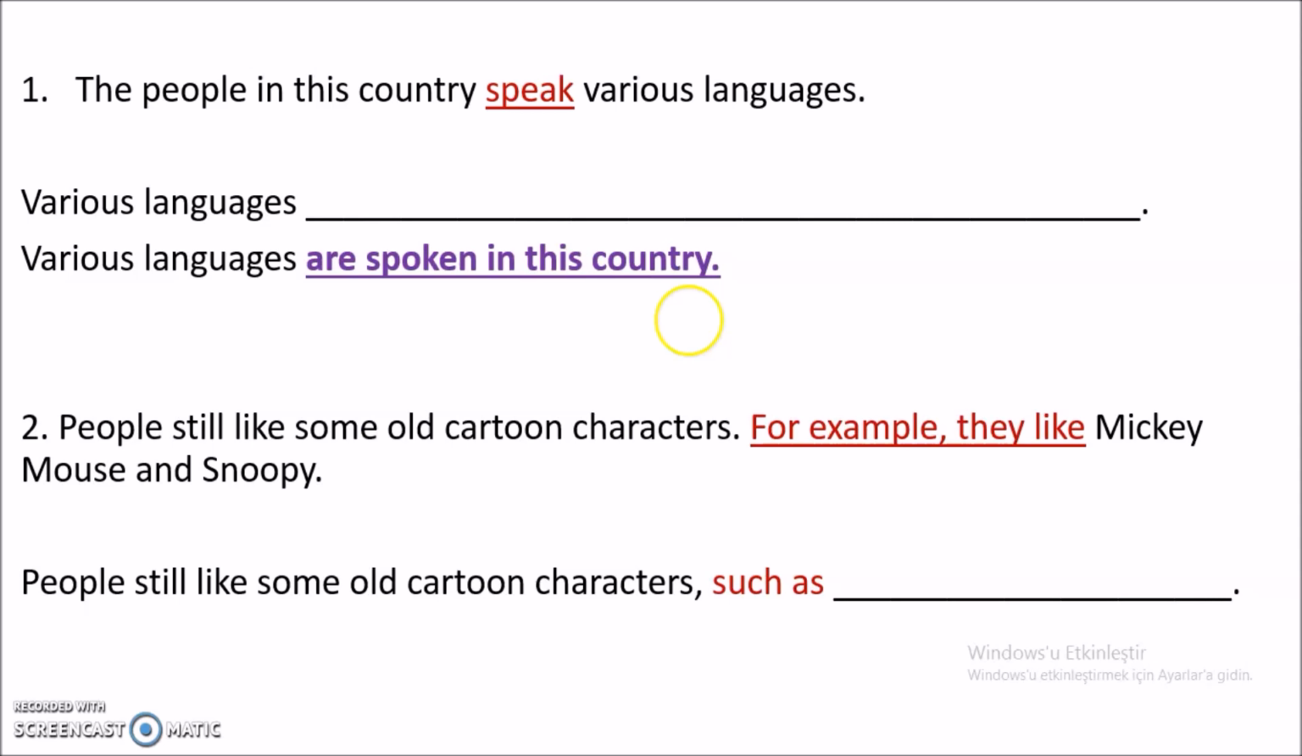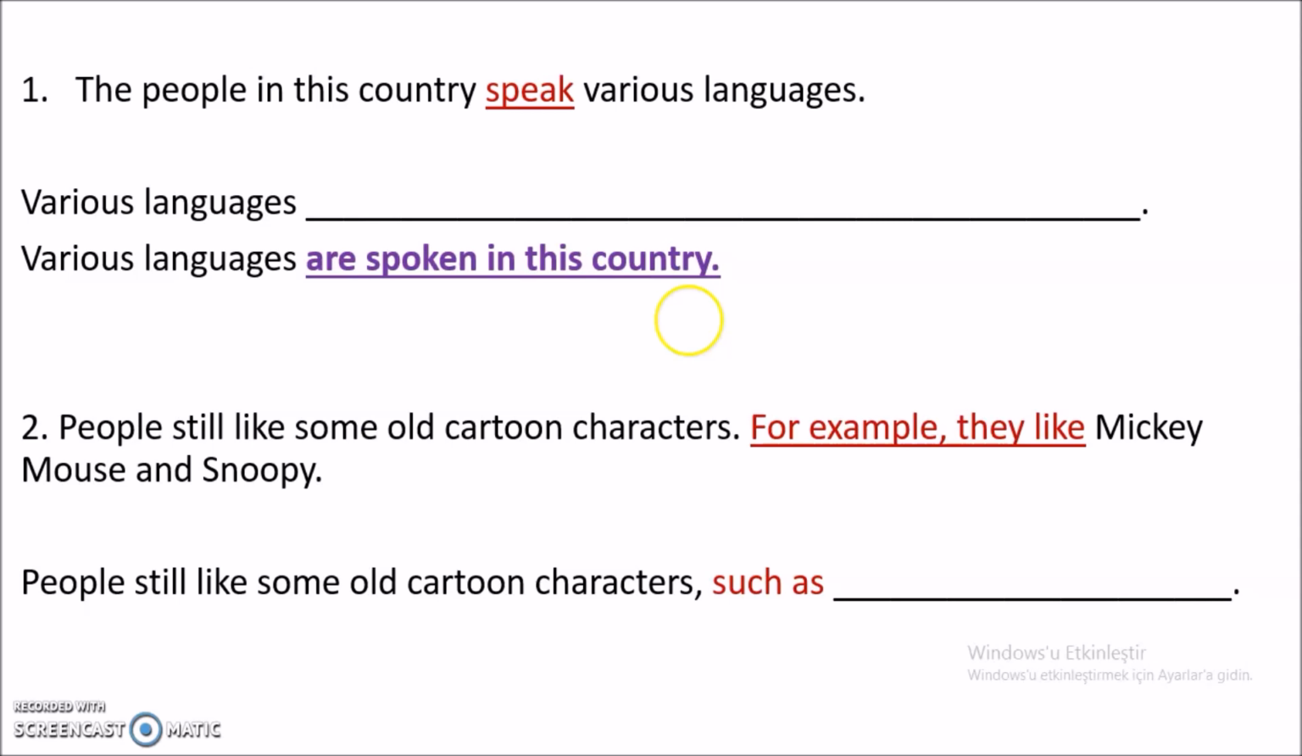In sentence 2, the for example part is underlined, and in the rewritten version they want us to use such as. Here, I need to check the grammar rule with such as. Actually, for example and such as have the same meaning, but different grammar. They are used with different grammar structures. After for example, we need a sentence, but after such as, we need either noun phrases or verb ing forms.